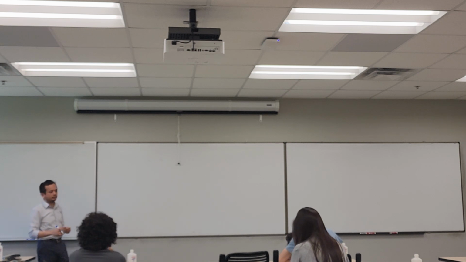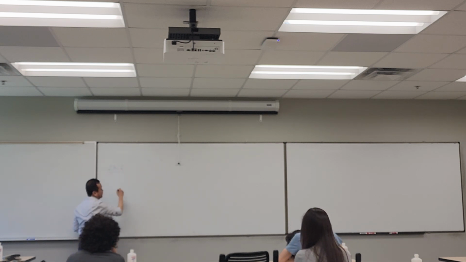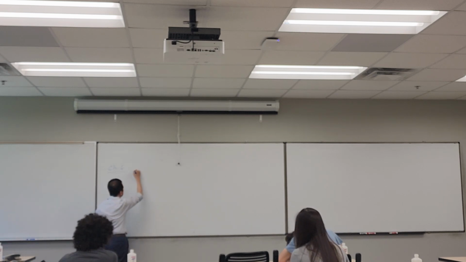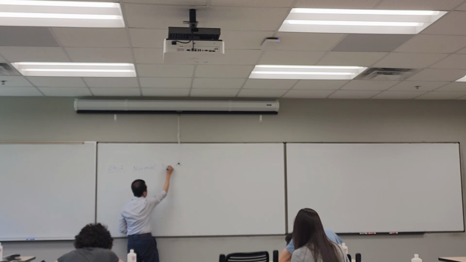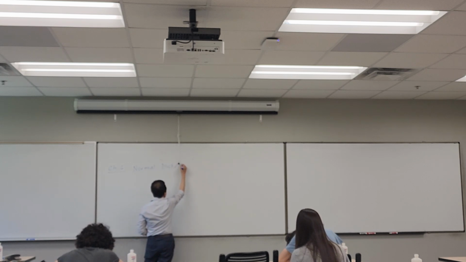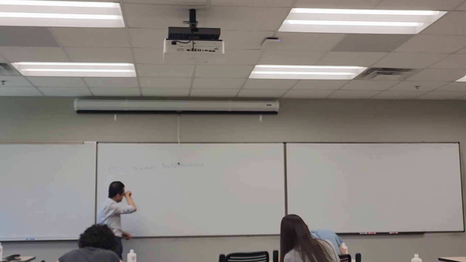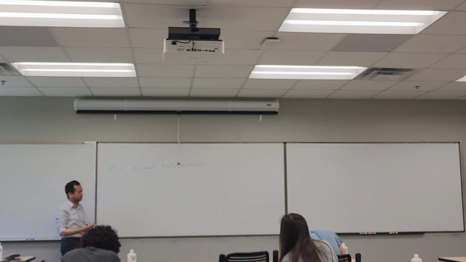Today we're going to start talking about chapter 6. Chapter 6 is on normal distributions. So a normal distribution is just another name for a bell curve.